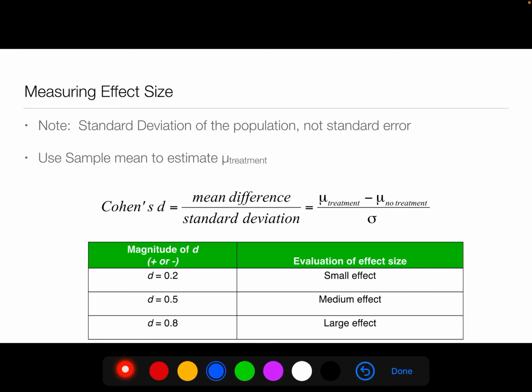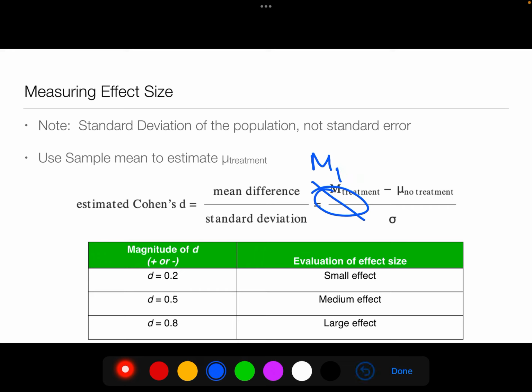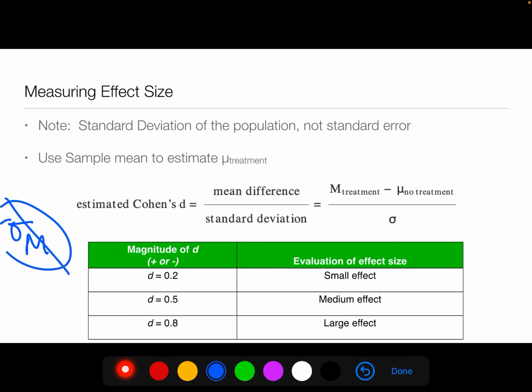So, Cohen's d, here's our formula for Cohen's d. Note there's a couple of things about this formula. One, oftentimes we don't actually have the parameter for the treatment. What we're going to be using is the sample mean to come up with that estimation. So we'll oftentimes use that sample mean instead. And also note that this is standard deviation, not standard error. So this is standard deviation here. This is not standard error, so you may have to recalculate something.